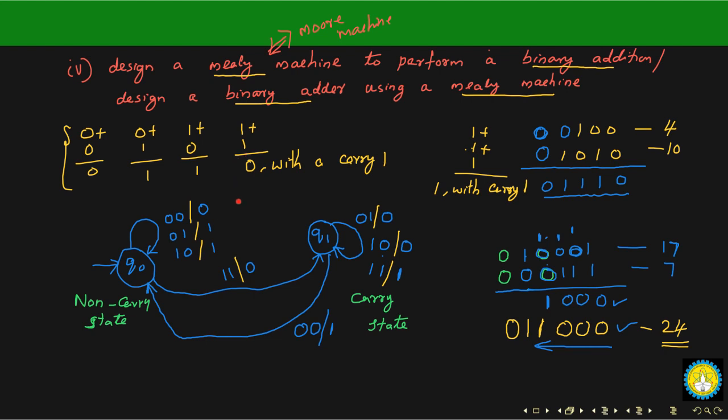So if you know how to design a Mealy machine for a particular problem, and in your question you are asked to design a Moore machine, you can design a Mealy machine and then convert it into a Moore machine. In this case, designing a binary adder is comparatively easier using a Mealy machine than designing a Moore machine straight away. So we'll learn the conversions in our next video.